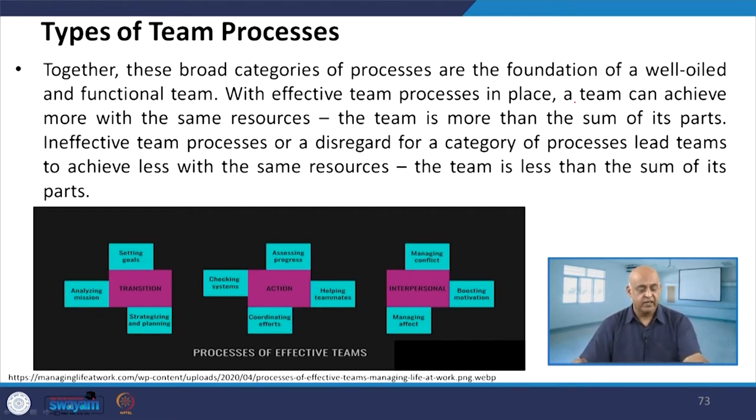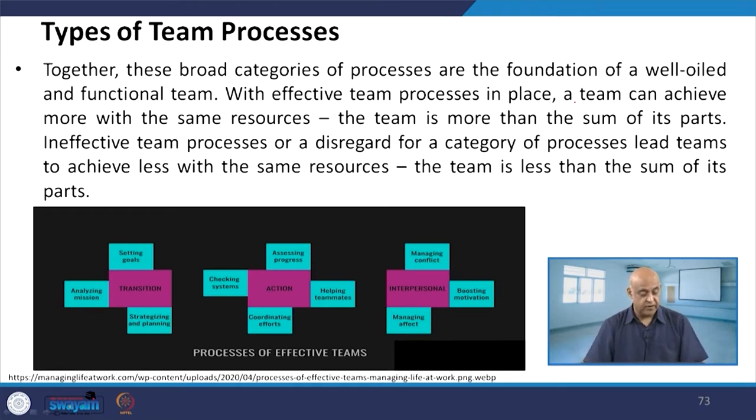That we have seen in the definition of the team. Ineffective team processes, a disregard for a category of processes, lead teams to achieve less with the same resources. So in that case, the investment is the same, but the achievement is less. The team is less than the sum of its parts. So in that case, the team will be less than whatever its total is.